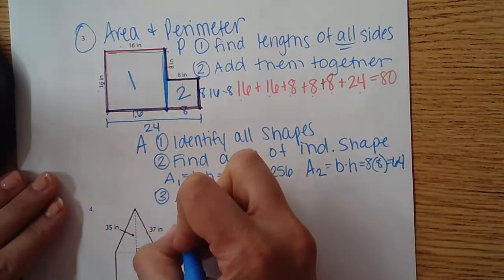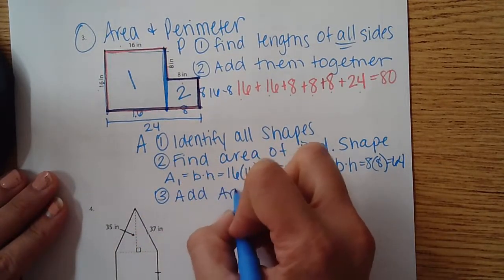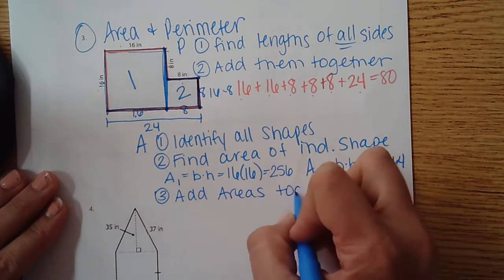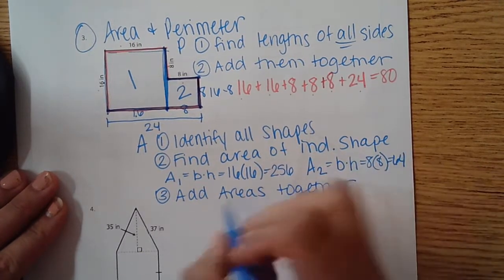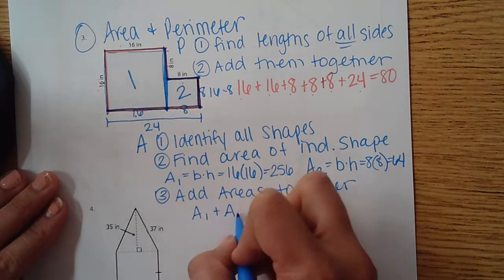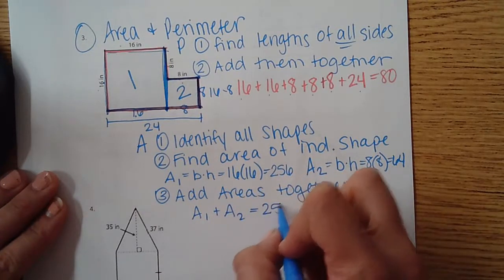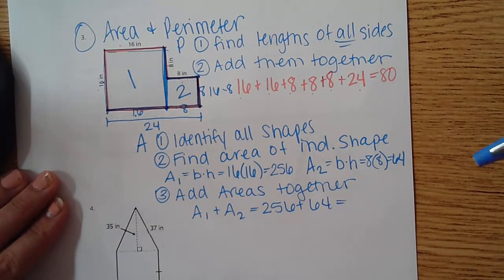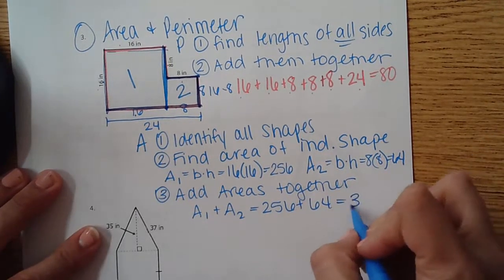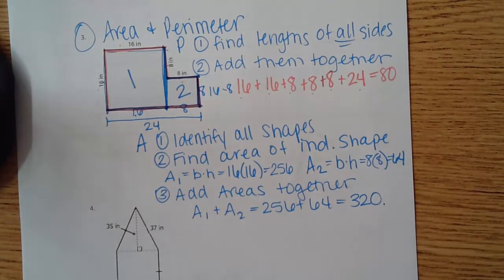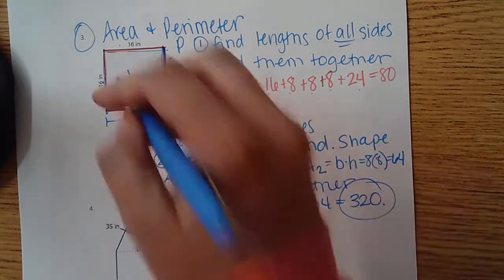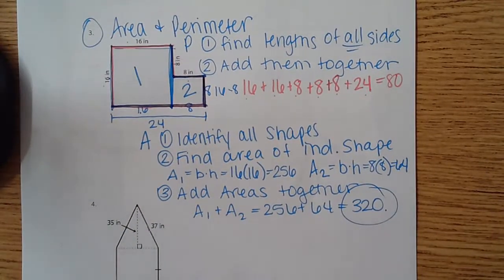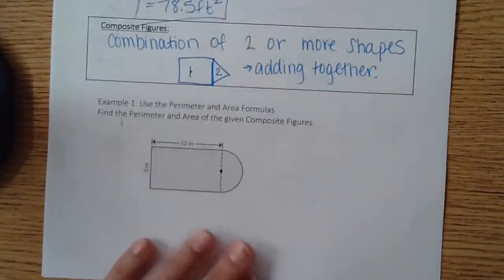Step number 3 is to add areas together. So area of 1 plus area of 2, that is 256 plus 64, gives me a grand total of 320. So there's my final area of this shape here. You can stop right there. That's all you need for day 1. I'm going to continue on and do the rest of the notes that you can watch tomorrow.